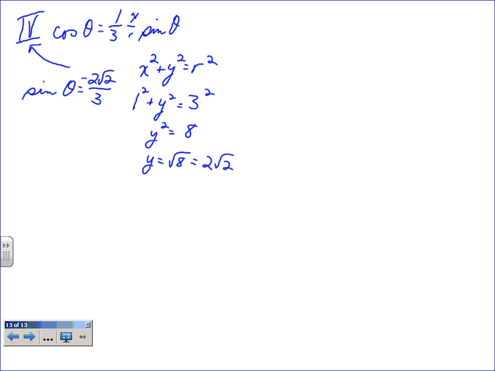29 is undefined. 30 is square root of 2 over 2. 31 is negative square root of 3 over 2. 32 is negative 1. 33. We've done problems like that.